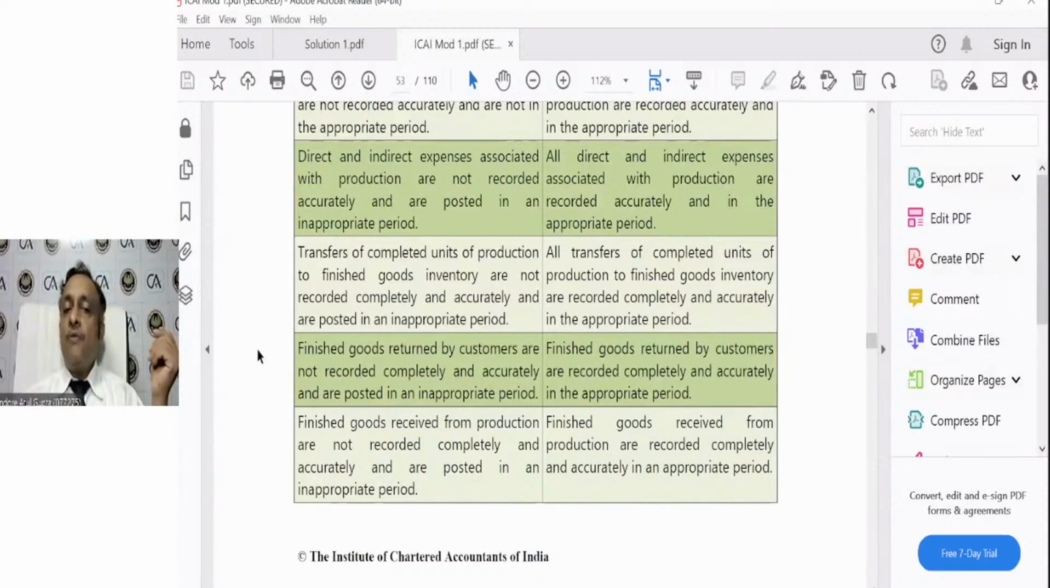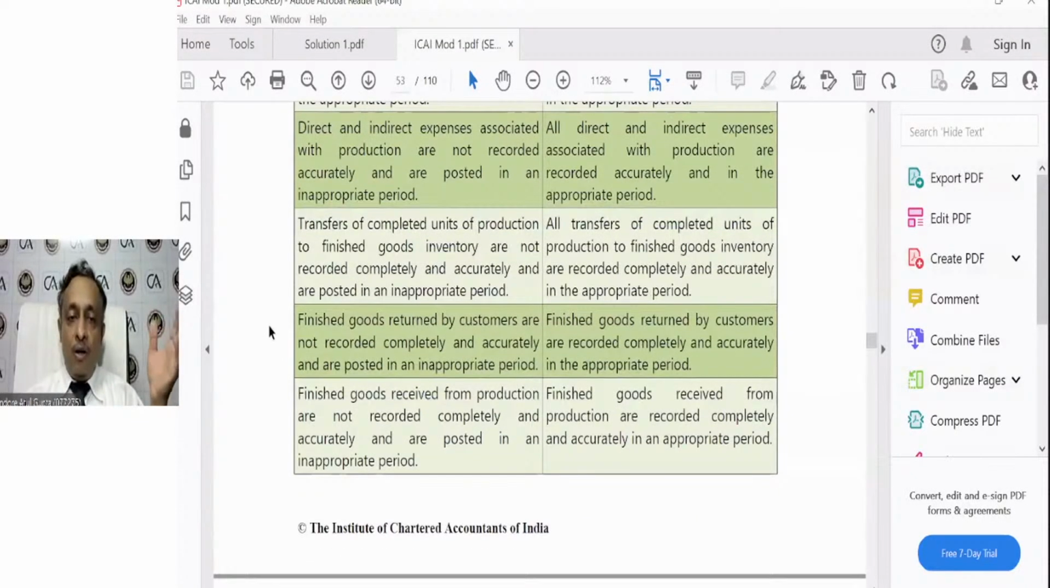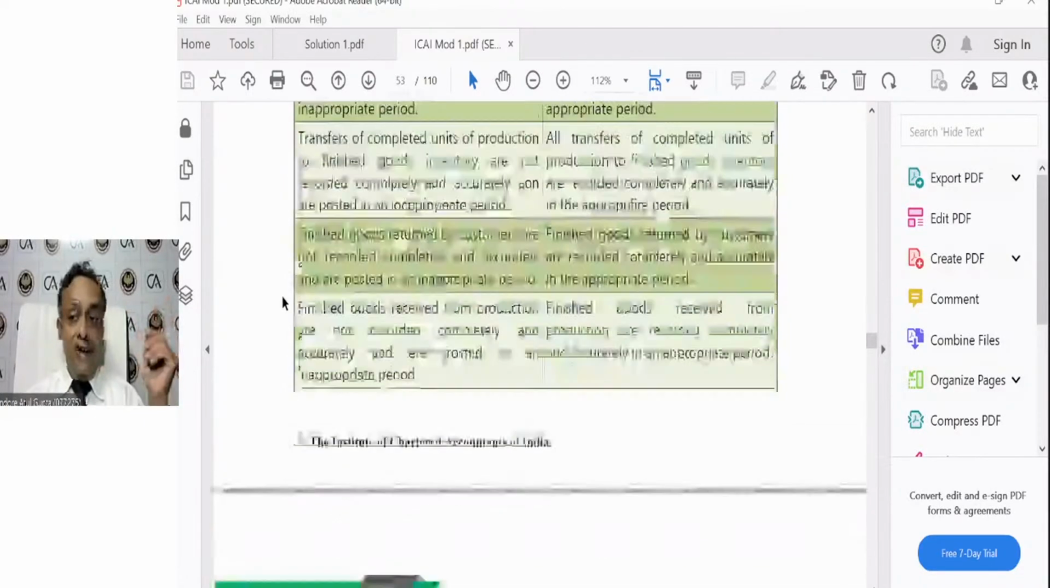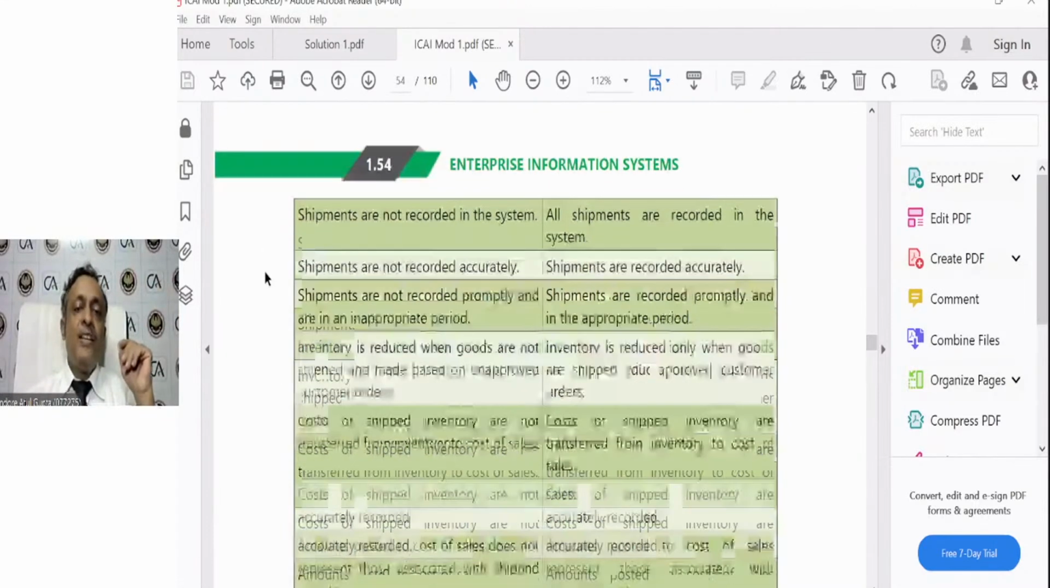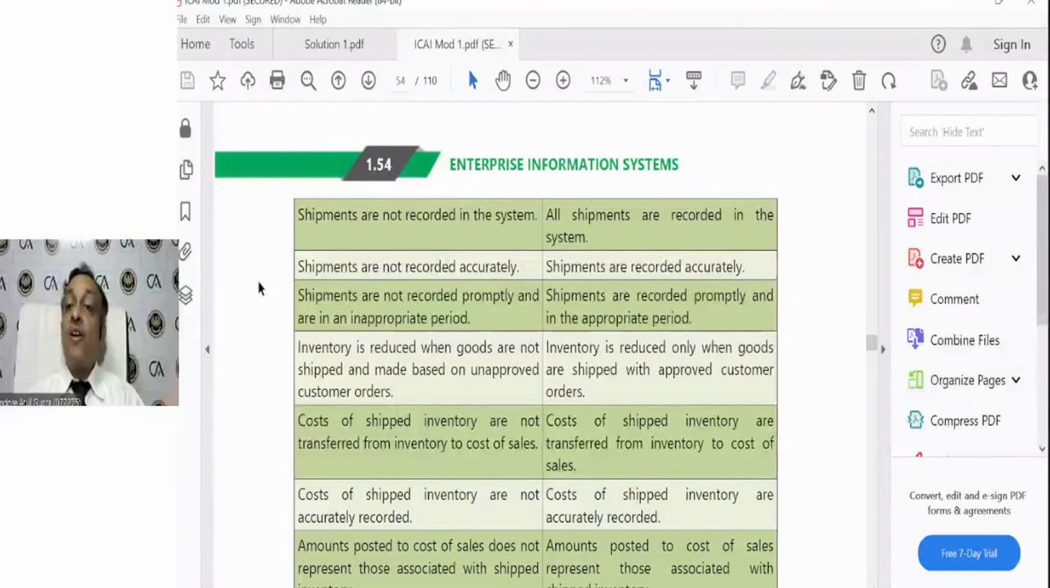Then finished goods received from production are not recorded completely, accurately, and posted in an appropriate period. Again, cutoff procedures, more specifically for non-integrated systems. Then shipments are not recorded in system. We have talked about this. That dispatch is there. It is not integrated to invoicing. It's a huge disaster. Shipments are not recorded accurately.